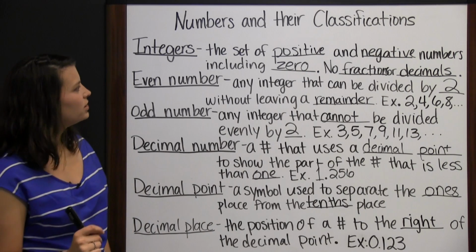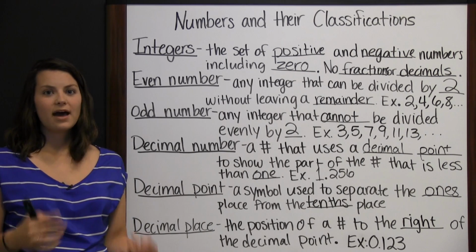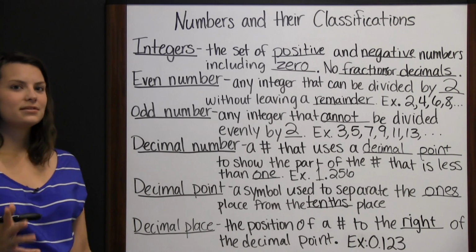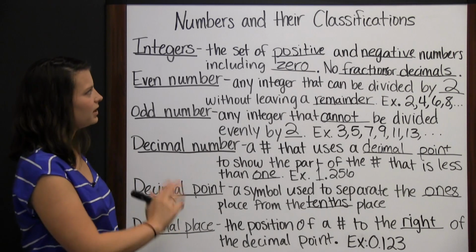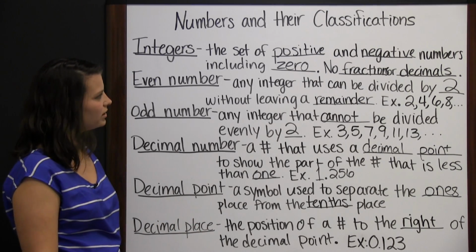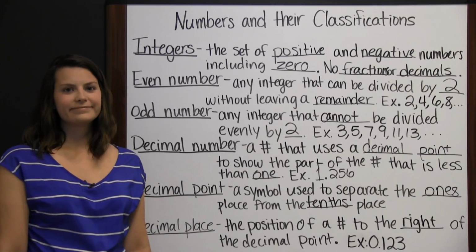It's thought that maybe we use the base 10 system because we have 10 fingers and maybe 10 toes, so it was just easier to come up with something like the base 10 system. But these are our numbers and what these different words mean.